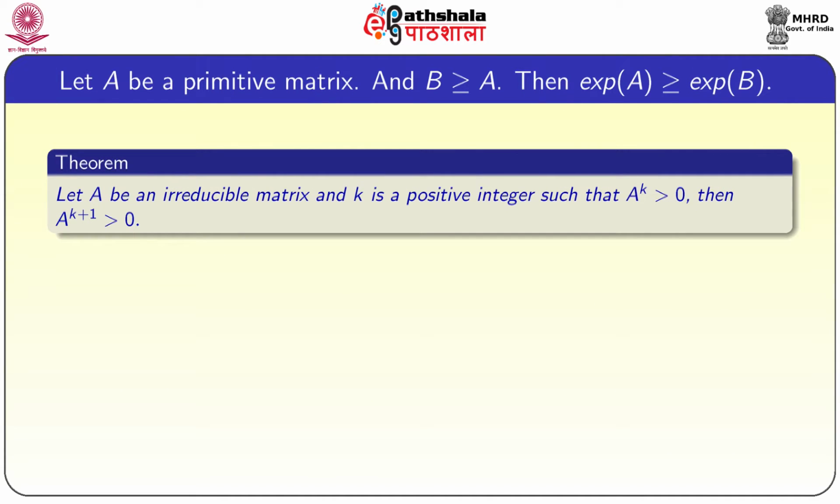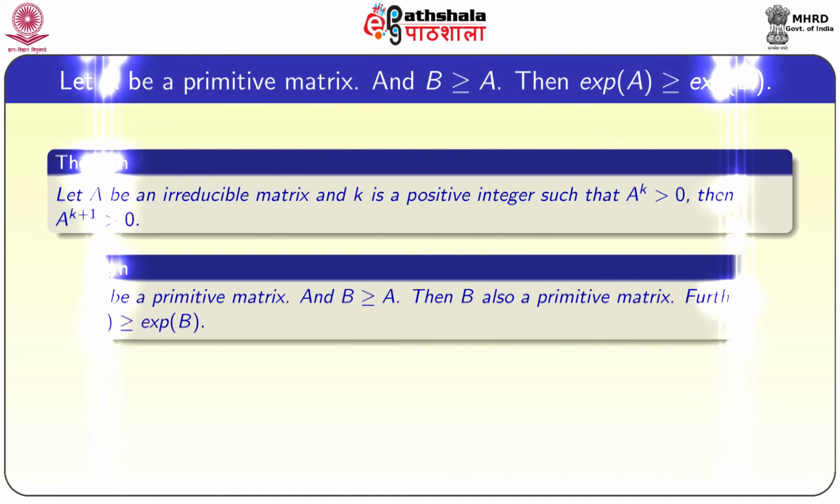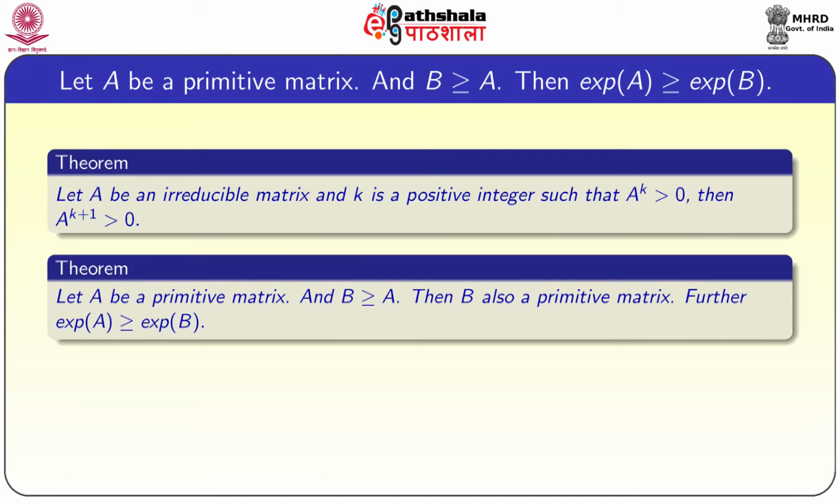A theorem: let A be an irreducible matrix and k a positive integer such that A power k is greater than 0. That means A power k is a positive matrix, then A power k plus 1 is also greater than 0. It is easy to see. In fact, this is very easy to verify. Now the next theorem: let A be a primitive matrix and B greater than or equal to A, then B is also a primitive matrix. Further, the exponent of B is less than or equal to the exponent of A.